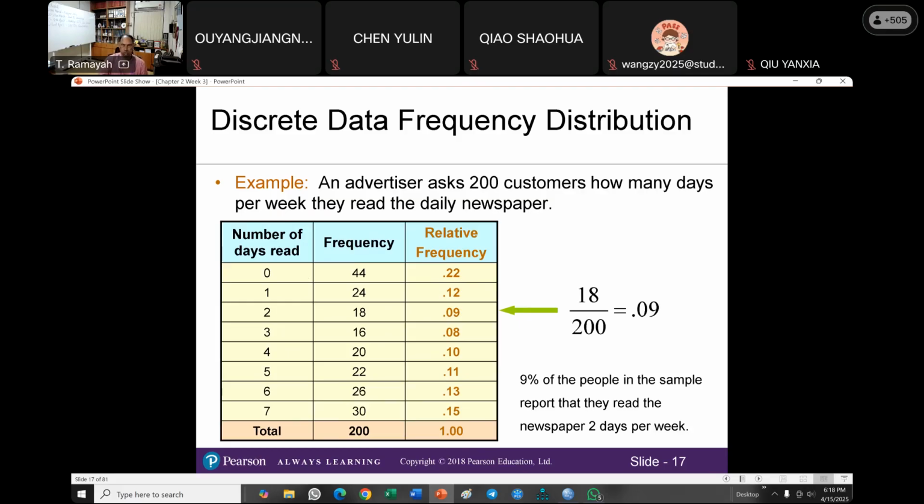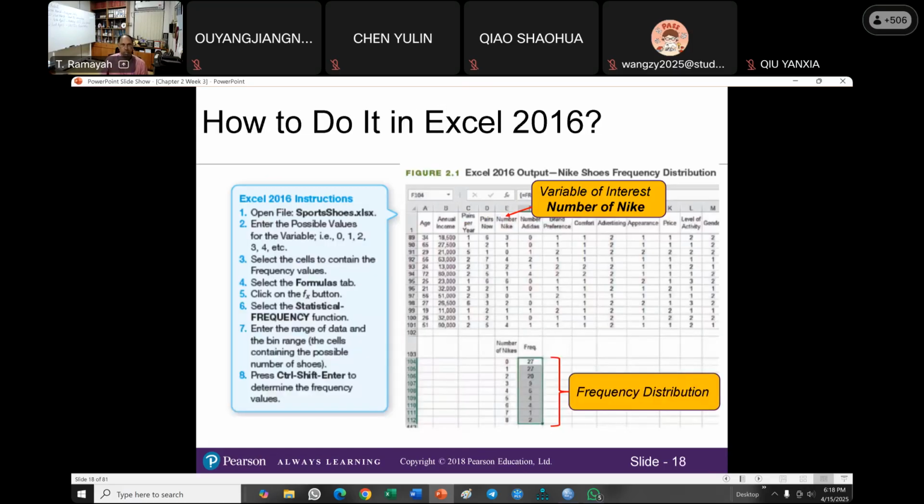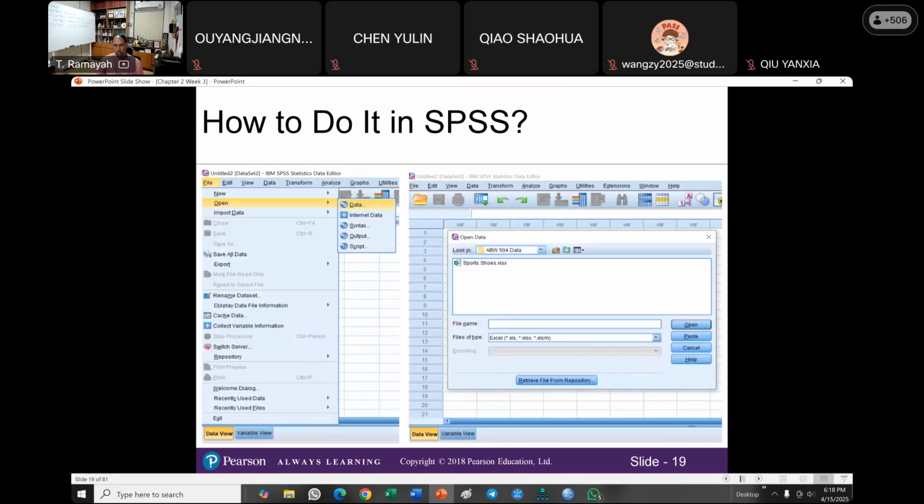So those are the things we can do with a frequency distribution, which is the relative frequency. If you want to do this in Excel, there are commands you can use. But we will use SPSS a lot, so we will use SPSS. This data I can share with you, and you can try it out.